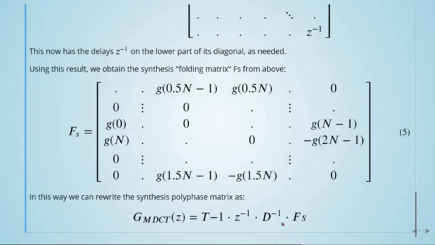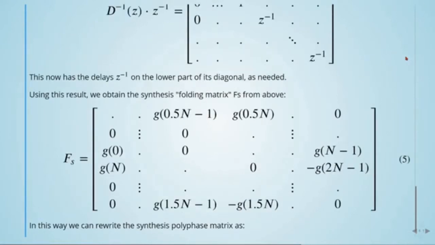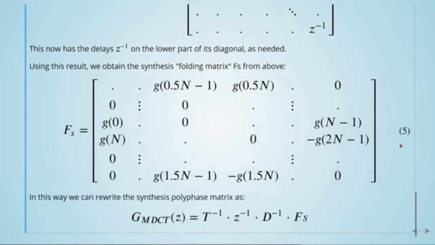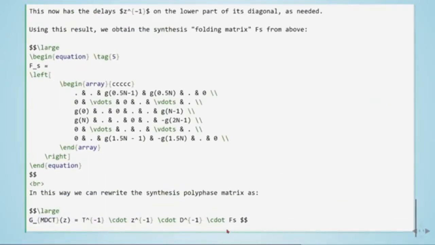It's given by this matrix 5. In this way, we can rewrite the synthesis polyphase matrix as G MDCT of z equals T to the power of minus 1 times z to the power of minus 1 times D to the power of minus 1 of z times FS.